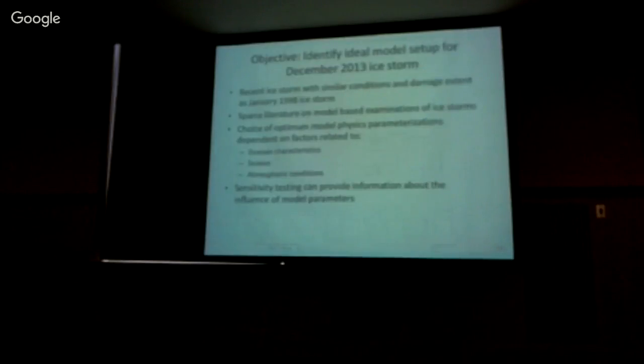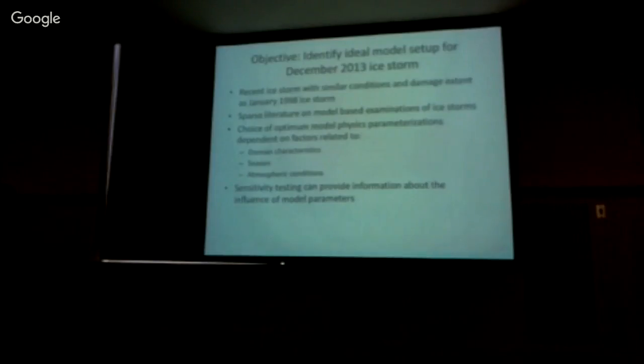I'm specifically looking at the December 2013 ice storm. It's a much more recent example, but similar in its intensity and damage extent as the 1998 ice storm. However, being a much more recent example, there's a lot more data available and it's very useful for model validation. There is very sparse literature focusing on model-based examinations of ice storms, which is a bit of a shame because these are damaging storms and they can be very difficult in forecasting.